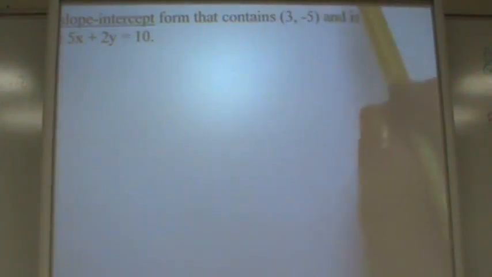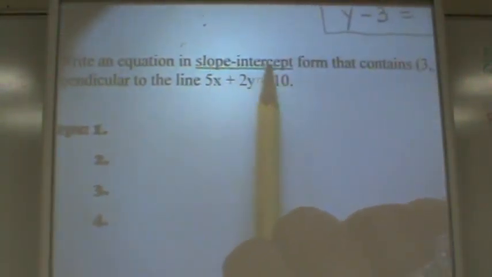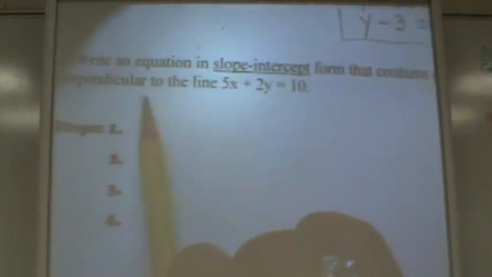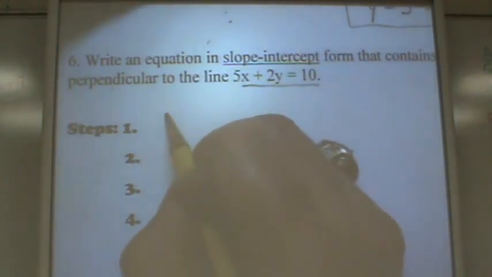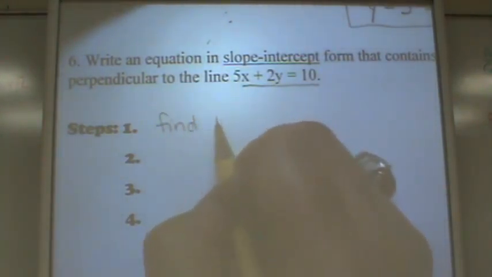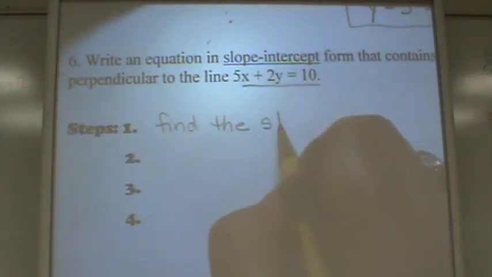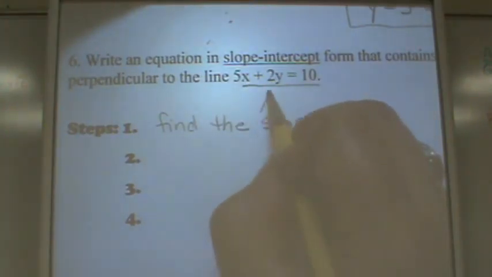Last problem, you need to find the equation. They're asking for it in slope-intercept form. It contains this point, and I want it perpendicular to this line. So step 1 is we need to find the slope. What is the slope of this line?